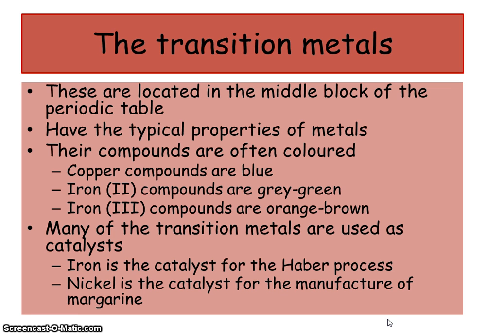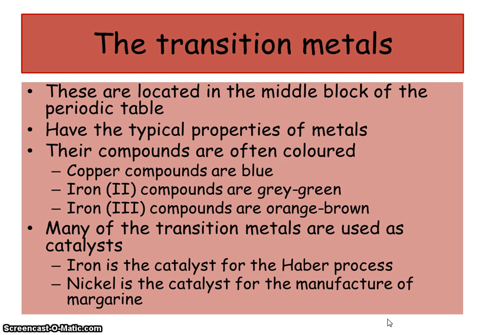Now there are some compounds that are often coloured, and you need to know some of these. Copper compounds such as copper sulphate solution are often blue. Iron 2 compounds such as iron 2 sulphate solution are often light green. And iron 3 compounds such as iron 3 chloride solution are often orange or brown. You need to learn these because these colours keep coming up.